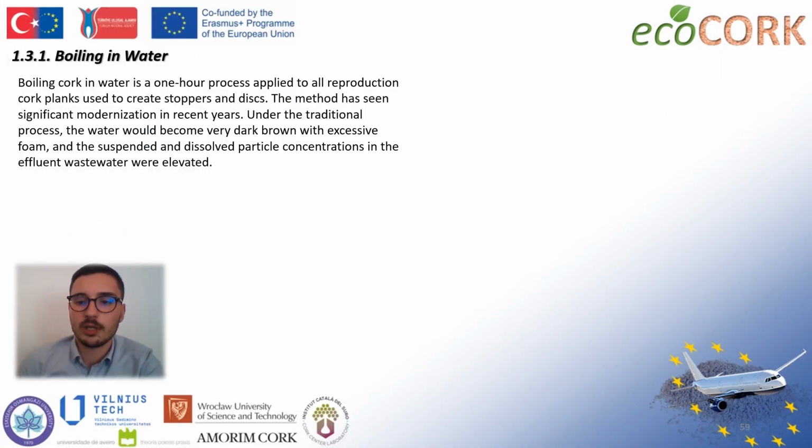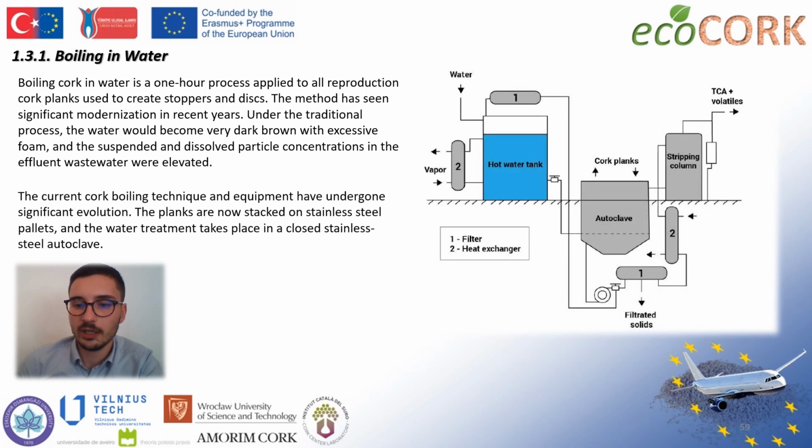The reproduction cork planks that are used to make stoppers and discs are boiled in water for 1 hour. Under the old method, the water would turn very dark brown and have a lot of foam. There would also be a lot of suspended and dissolved particles in the effluent wastewater. The current cork boiling technique and equipment have undergone significant evolution. Now the planks are stacked on stainless steel pallets and the water is treated in an autoclave made of stainless steel.